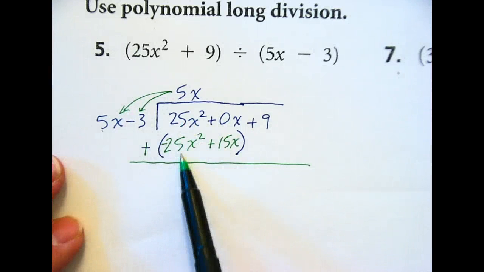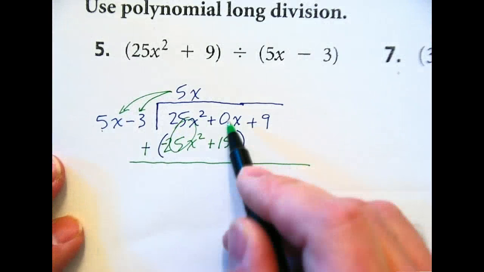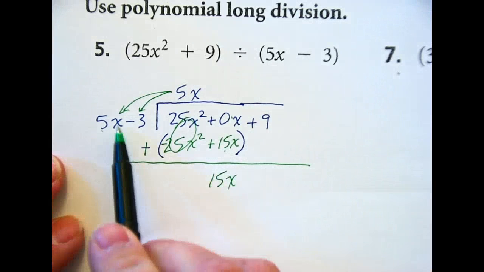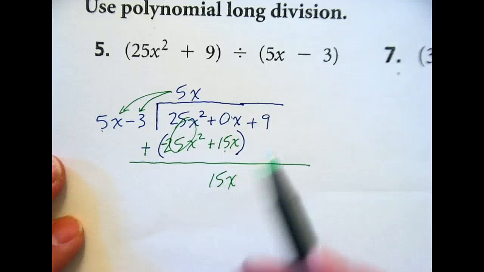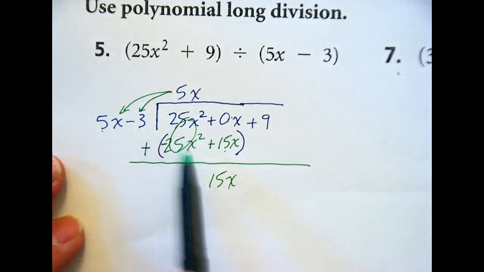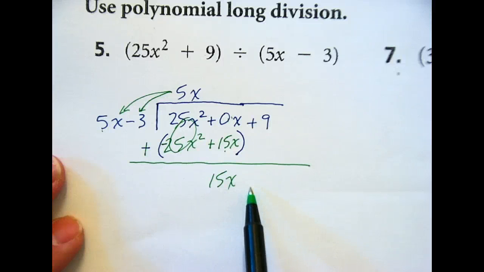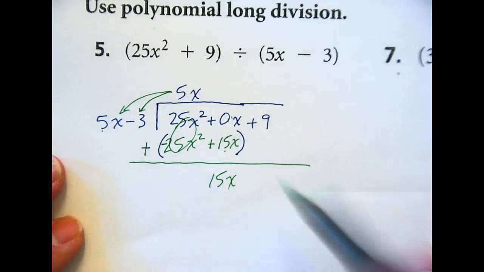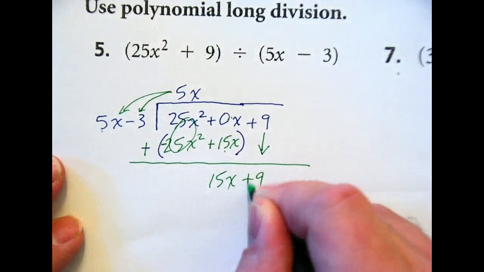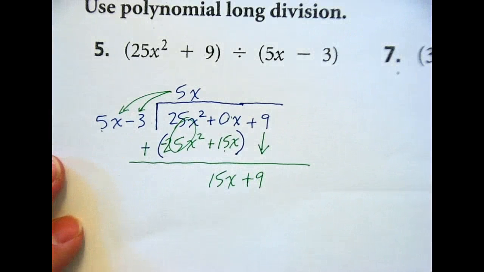Right here we get 0. And here we get 15x. Does this go into that? Well, it's hard to check. I mean, we know that this goes into that, but there's nothing for the 3 to go into. So we won't have two terms until we bring down the 9. Now we have two terms. And we can continue our process. Remember, we ignore the 3.